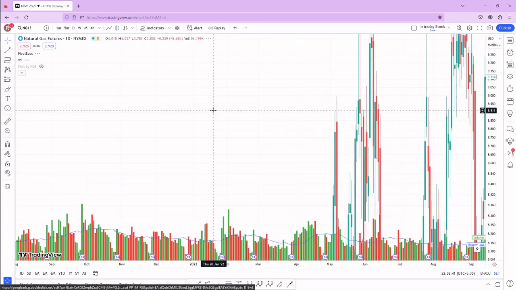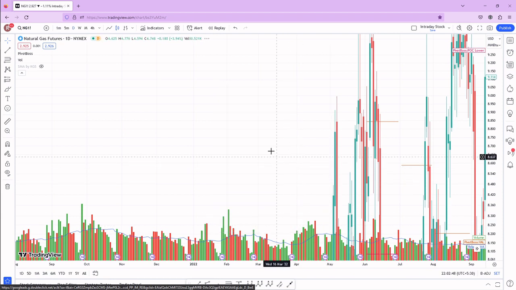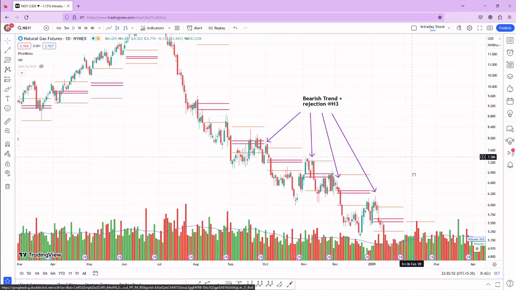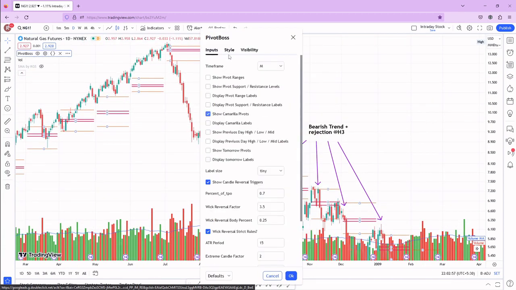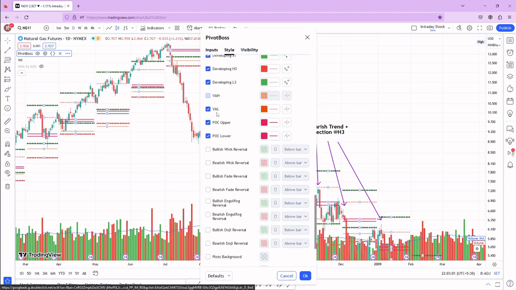So natural gas on a daily chart with monthly pivots has been given as an example, in 2008 in the months of September, October and November. Here he is using Camarilla. So let me highlight only Camarilla, and he is using majorly H3 and L3 only and nothing else apart from that.